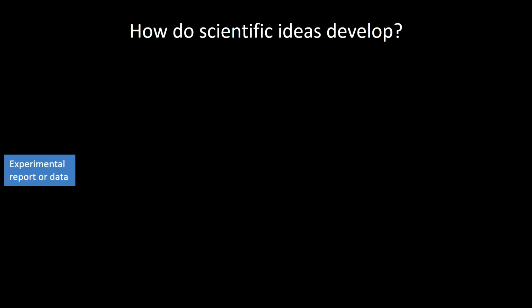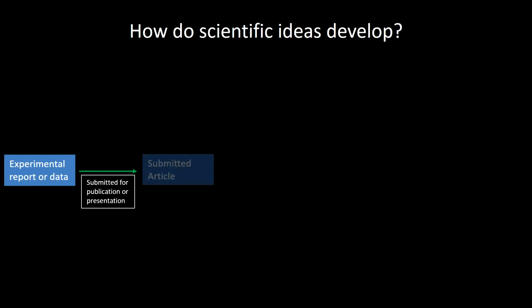experimental report or data side of things, imagining that an experiment's been done, and the group of scientists that have done it have written it up. What generally tends to happen then is they submit it for publication or presentation, either to a scientific journal or to be presented at a conference. And in particular for the journals, that submitted article then gets checked by experts in the field.